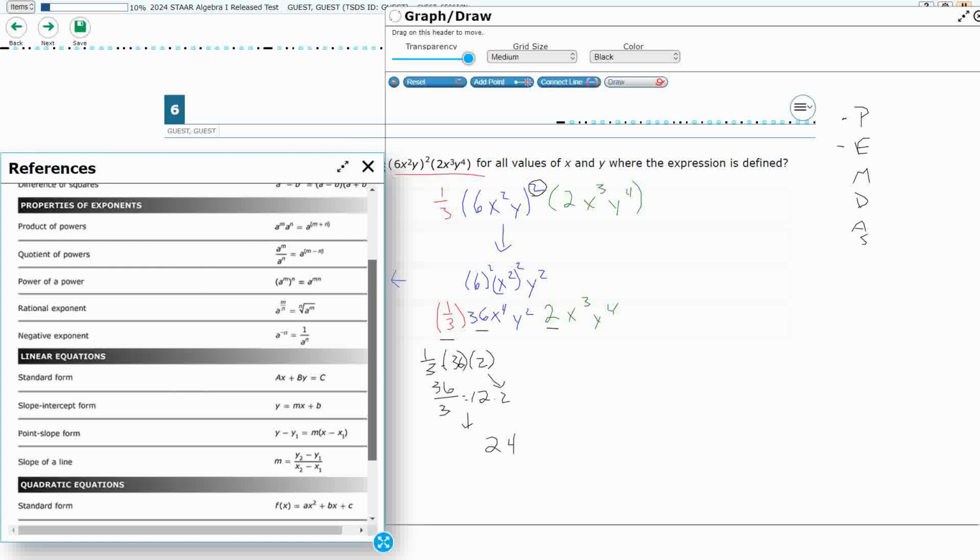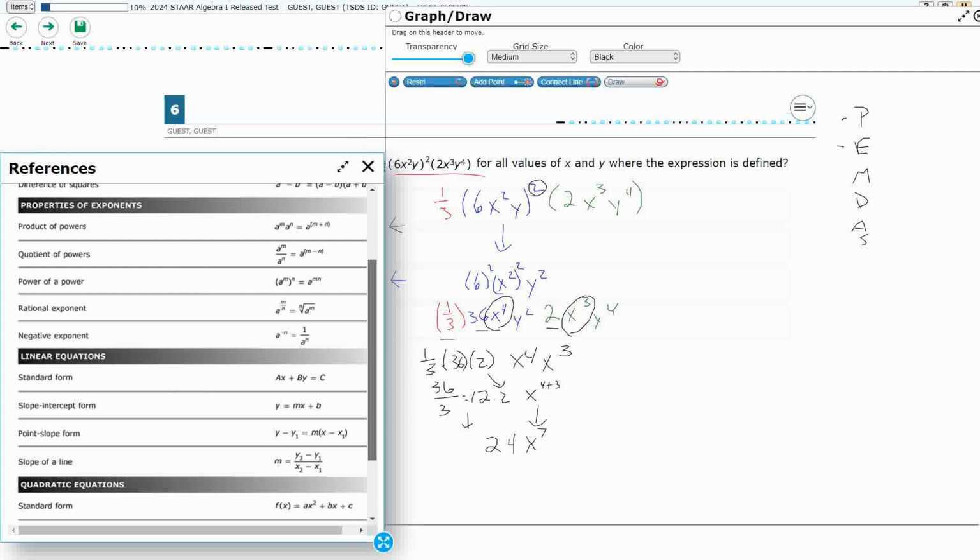All right. Now let's deal with my x's. I've just got an x to the fourth and an x to the third. What happens when I have two bases that are the same? Well, you see right here, the product of powers, you end up adding the exponents. So that's going to end up being x to the 4 plus 3, right? So that's going to end up being x to the 7th.